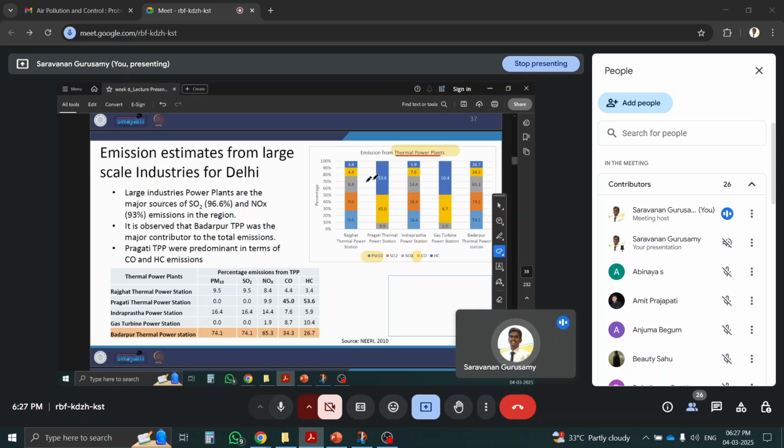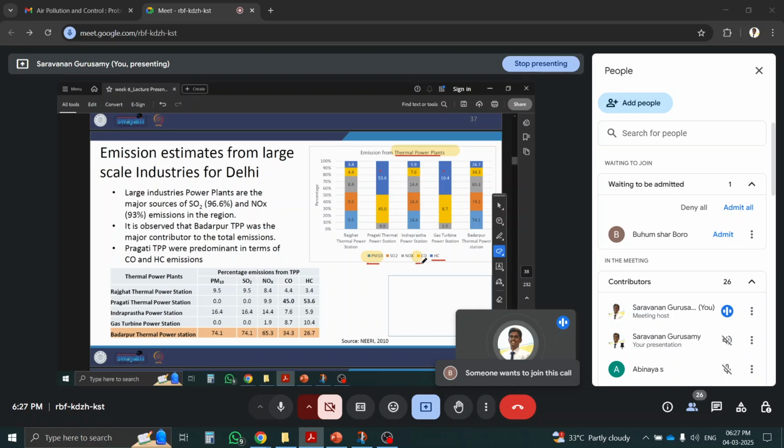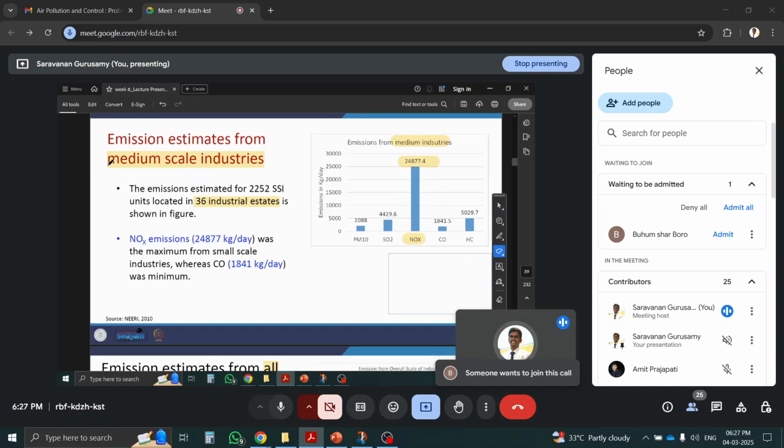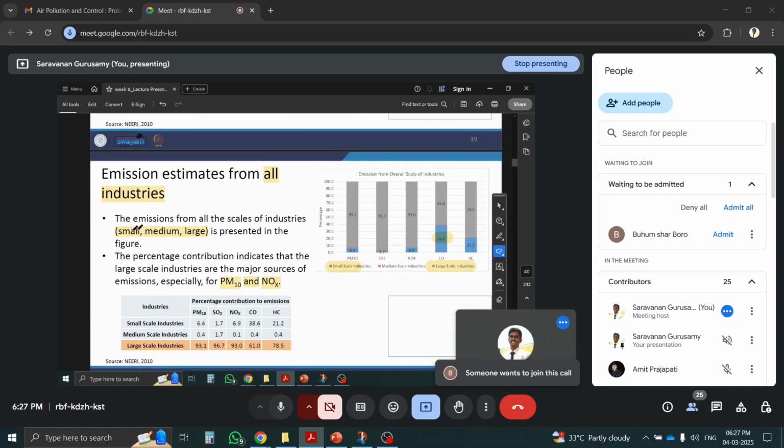So the emission, if you see, the blue color shows the maximum level, right? The blue color is hydrocarbon, and sorry, the PM10, and carbon monoxide is also higher here, if you see. So thermal power plants in different areas are emitting lots of carbon monoxide and PM10. So in the medium scale industries, not the thermal power plant, I'm talking about the medium industries, the NOx is very high comparatively in the 36 industrial estates. If you talk about small, medium, and large industrial scale variations, everywhere the large industries are emitting a lot comparatively.